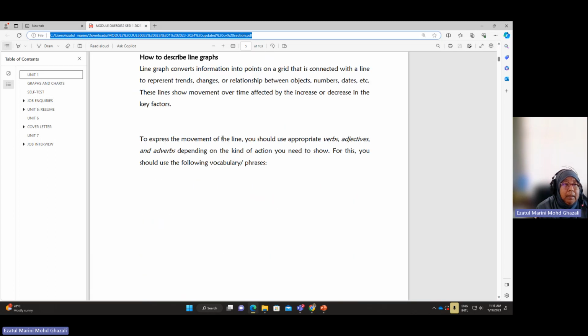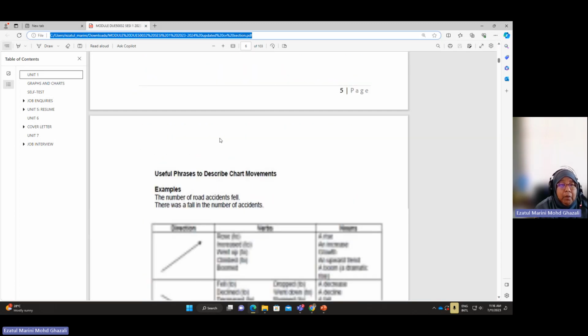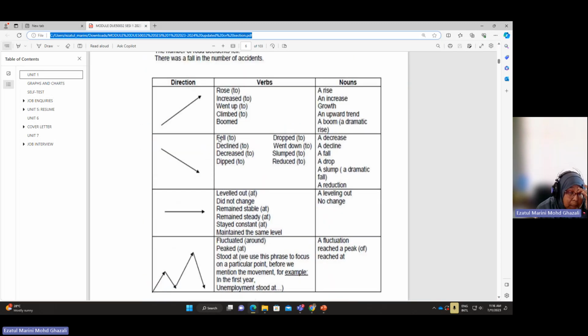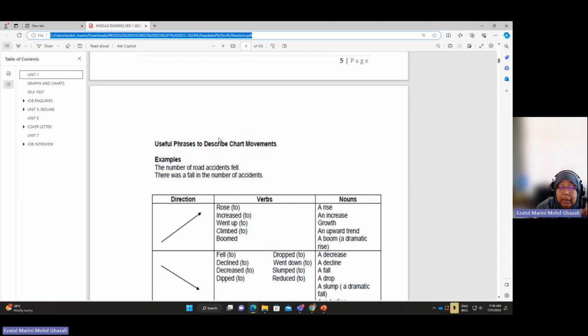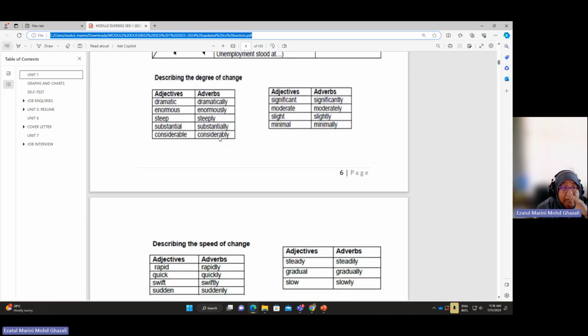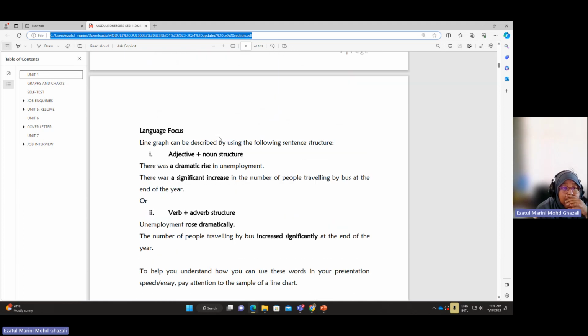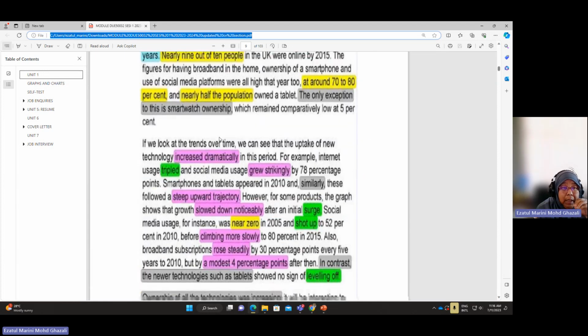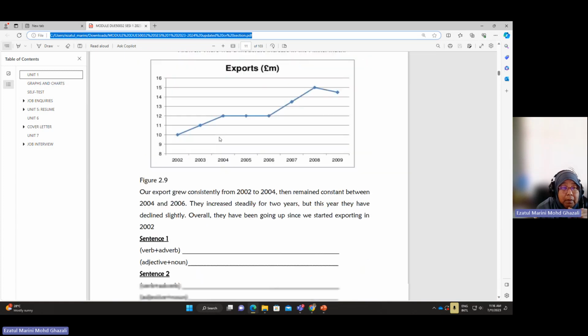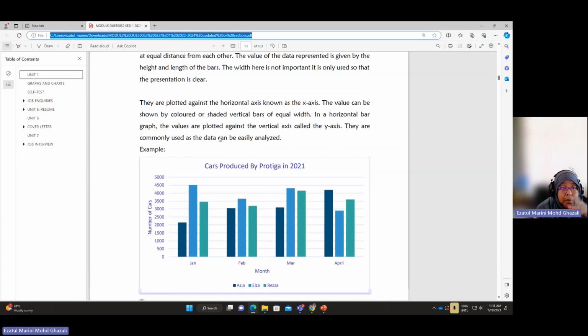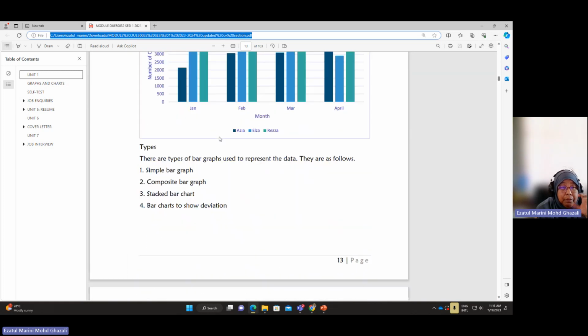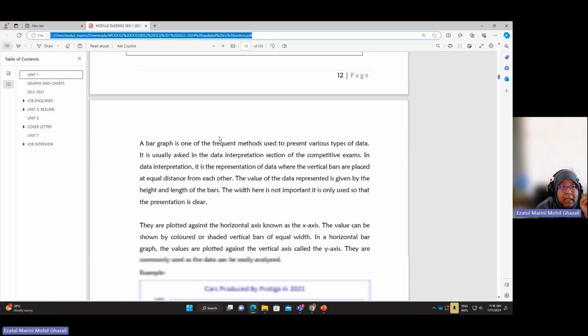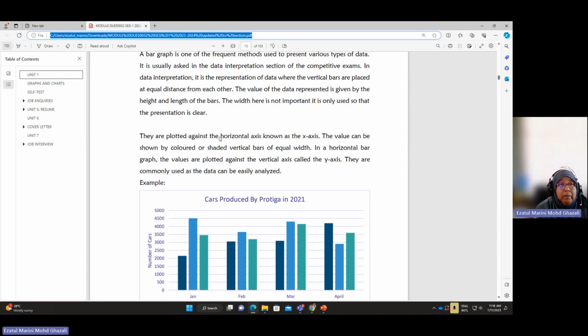Right. Okay. Let's have a look at, I'm not going to touch on how to describe the line graph because we are going to have a look at slides on how to describe the line graph, the bar graph, and also the pie chart later. But now we are going to have a look at the introduction of what is bar graph, what is line graph, and what is pie chart, right?